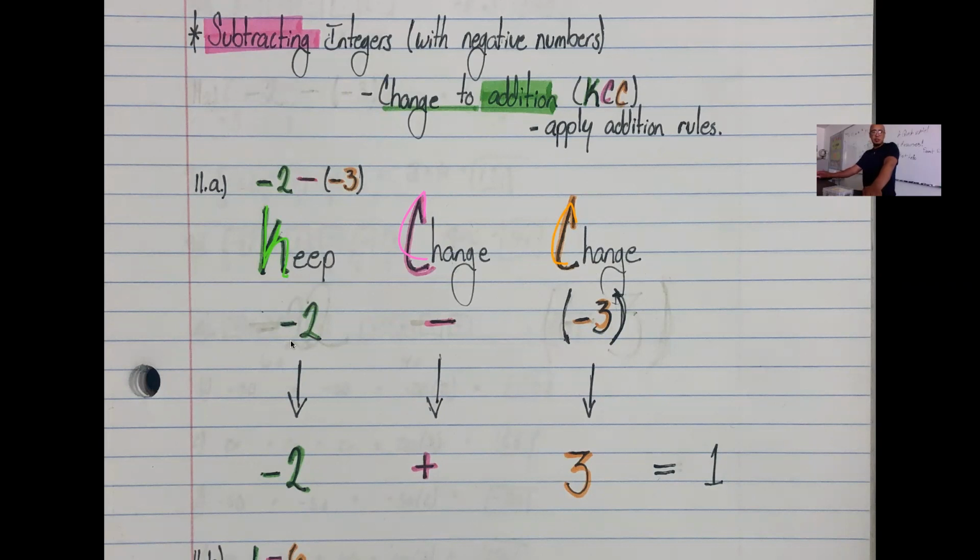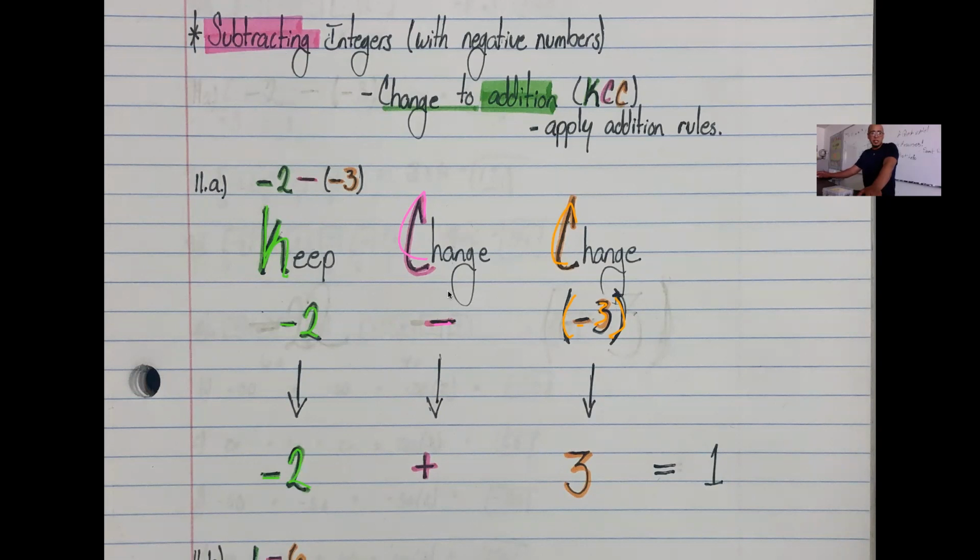So ladies and gentlemen, what that means is that we're going to take our first number, we're going to keep it exactly the same. So let me just rewrite the problem, -2 minus -3. That's the exact same problem that we just saw. We just wrote it larger here so we can easily see what's going on. And so the first thing we're going to do is we're going to keep the first number exactly the same. We're not going to change it. So -2 is going to stay as -2.